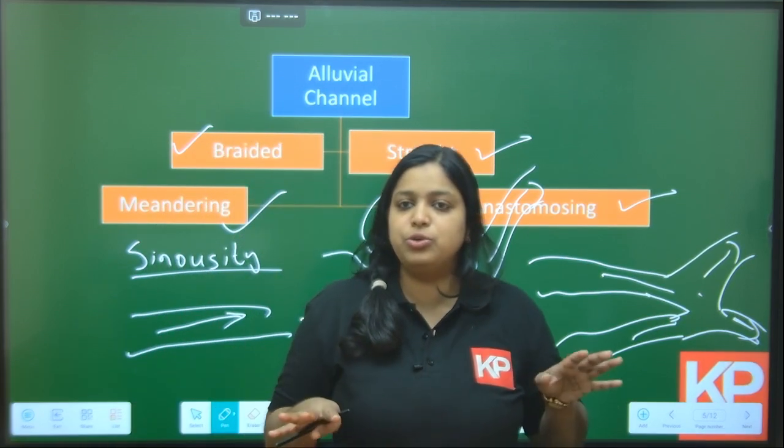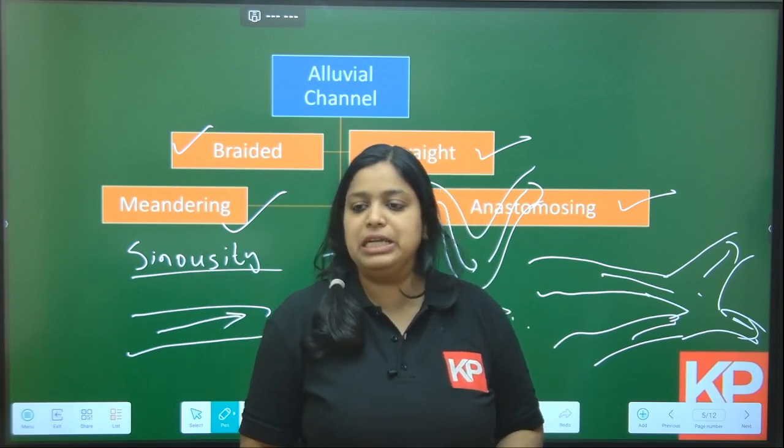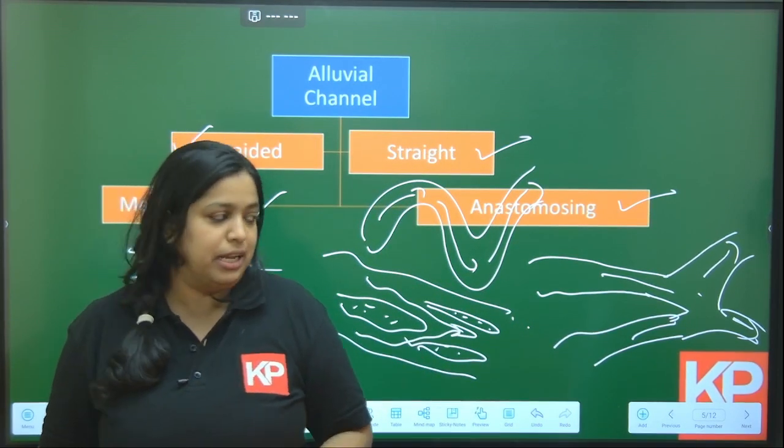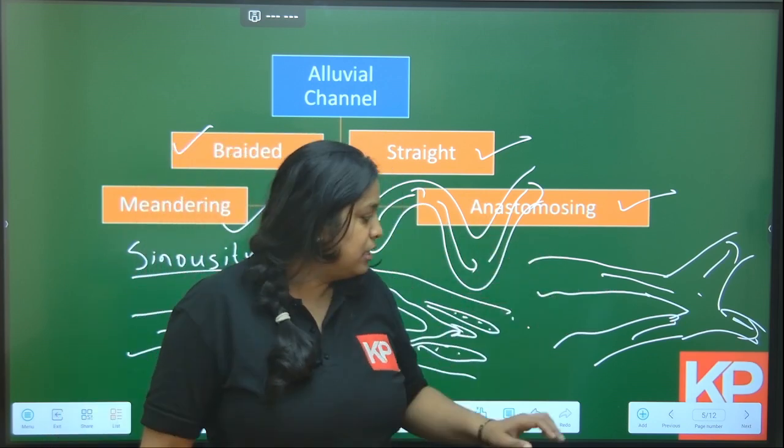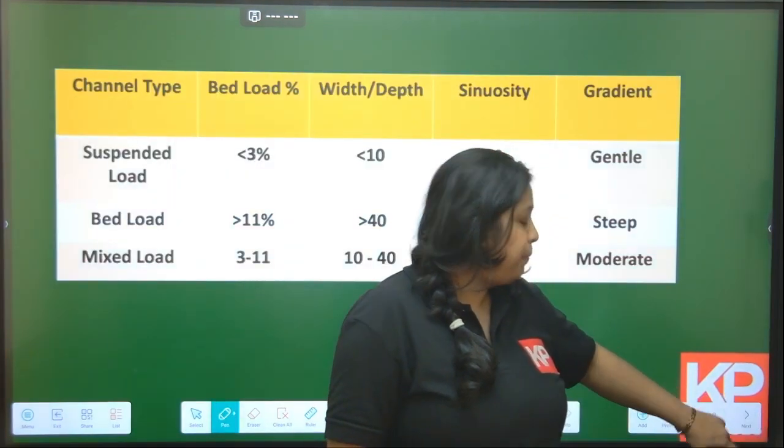So we are not going into detail about each of these sections. Today in this class, we'll be studying about meandering channels. So I'm not explaining what braided, anastomosing and straight channels are. That we'll do later in a different section.